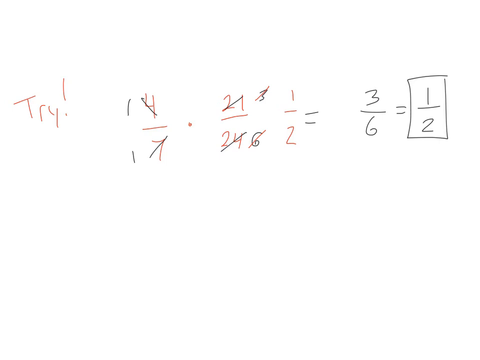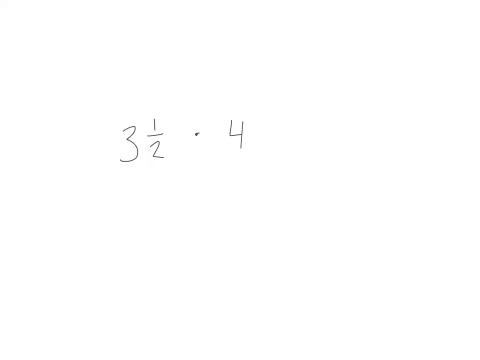Or if you don't do any cross-canceling or simplifying here, you just multiply 4 times 21 and 7 times 24 and simplify that. You should get the same answer of a half. All right, so next problem. What if I saw this? 3 and a half times 4. What do I do?